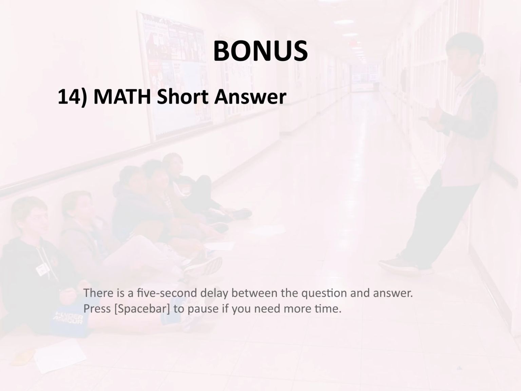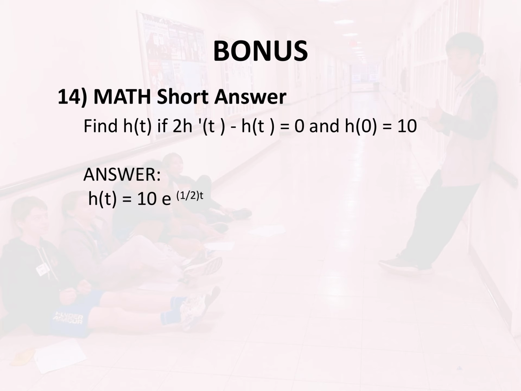Bonus 14. Math. Short answer. Find h of t if 2h prime of t minus h of t equals 0 and h of 0 equals 10. Answer: h of t equals 10 times e to the power of 1/2 t.